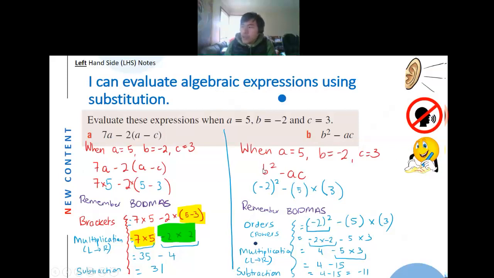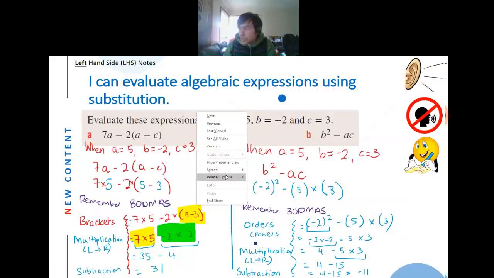So here I've got another example, or two examples. We want to evaluate these expressions when a is equal to 5, b is equal to -2, and c is equal to 3. The first one we have is 7a minus 2 brackets a minus c. Now remember that 7a means 7 times a.